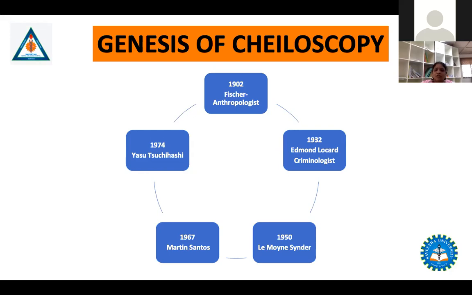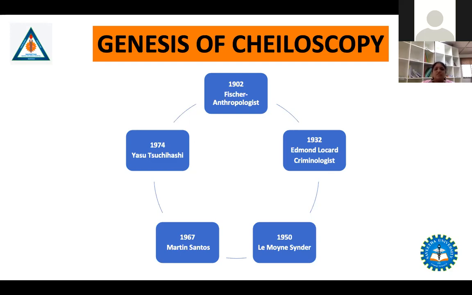Edmund Locard in the year 1932 found that these lip print markings can be utilized not only as a personal identification tool, but also in criminalization. In the 1950s, a lot of researchers started devising a classification to classify these lip prints, just like how we have classifications for fingerprints. In 1967, the classification devised by Santos was considered the most simple classification for beginners.